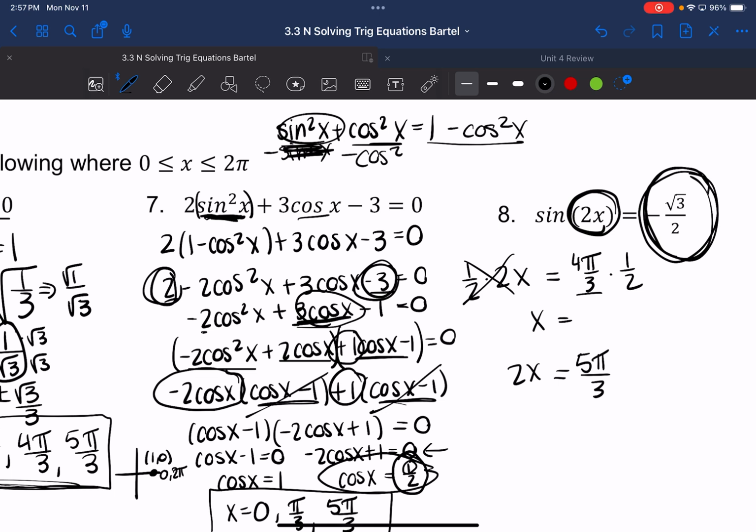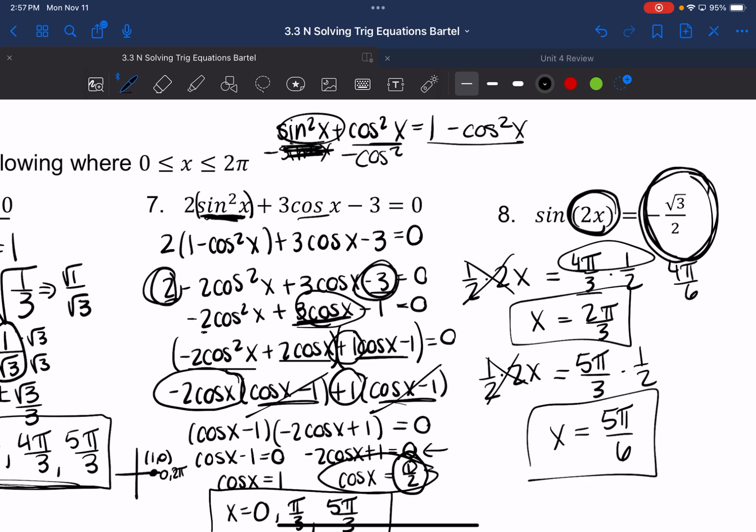All right. So whenever I multiply these two fractions, what do I end up with? 4 pi over 6, which simplifies to 2 pi thirds. And then I do the same thing on this one, times 1/2. What do we end up with? 5 pi over 6. So these would be our two solutions.